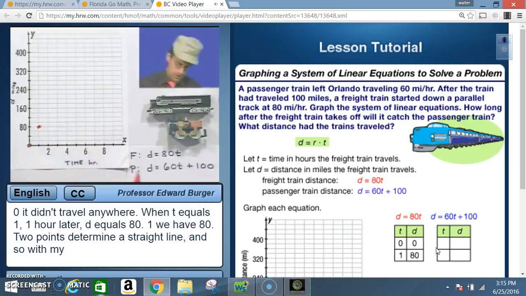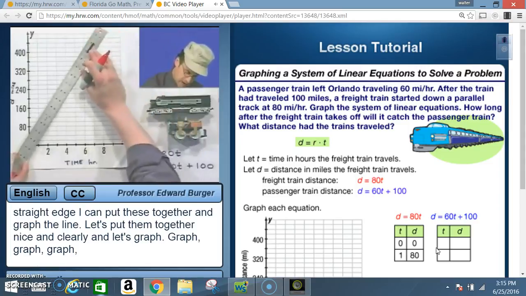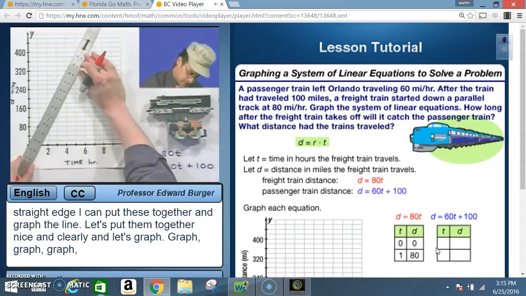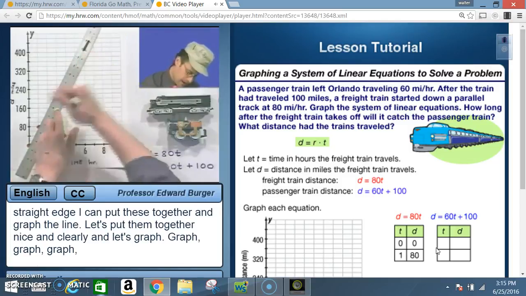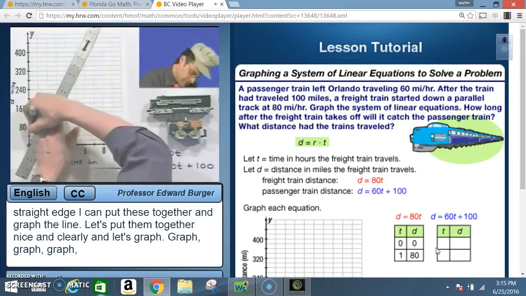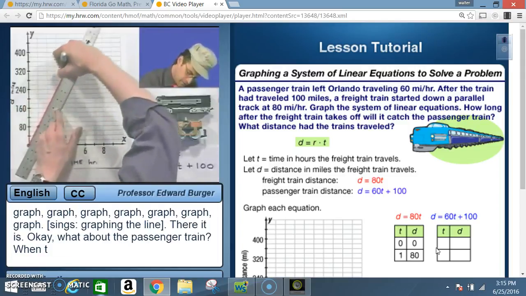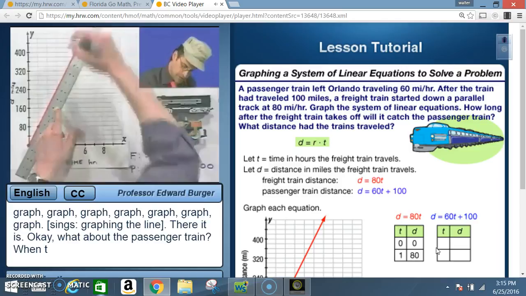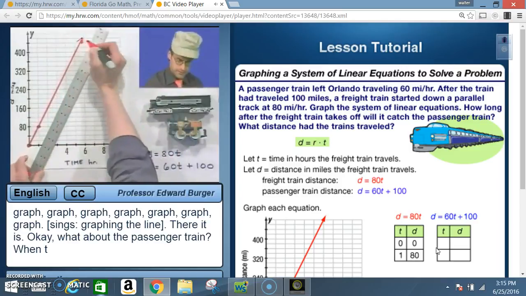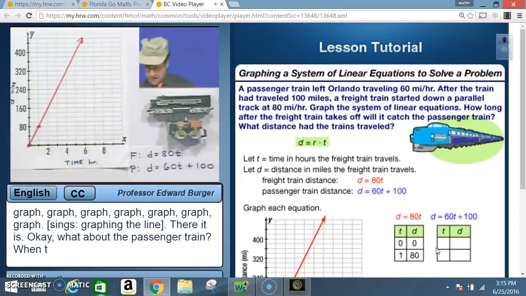And so, with my straight edge, I can actually put these together and graph the line. Let's put it together nice and clearly. There we go. And let's graph. There it is. Okay, now what about the passenger train?